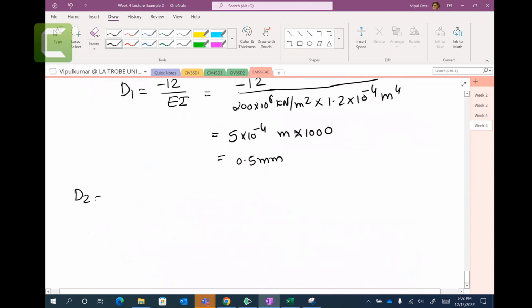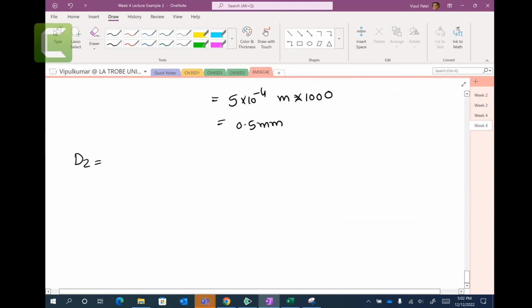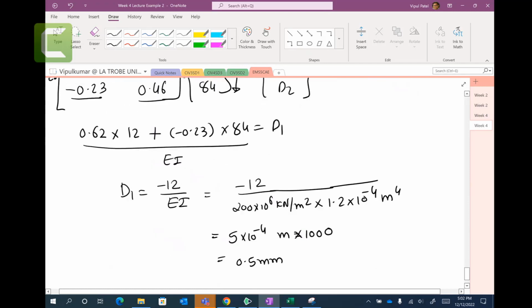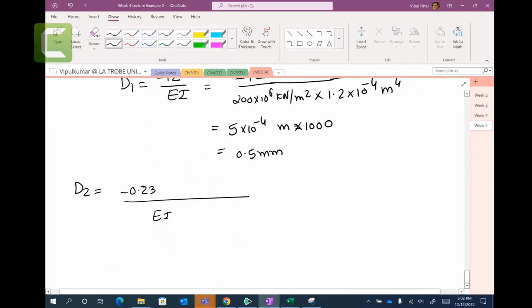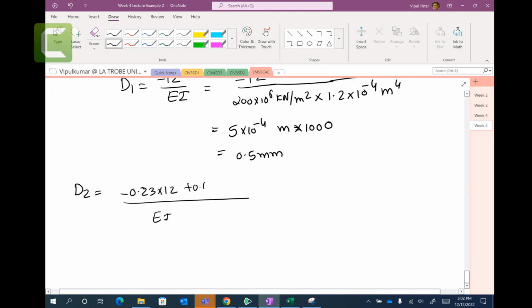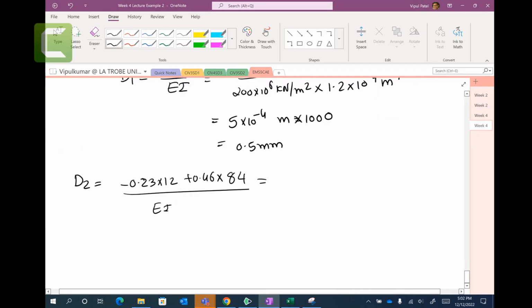Similarly, you can get D2 equal to minus 0.23 times 12 plus 0.46 times 84. So minus 0.23 times 12 plus 0.46 times 84, you get 36 on EI.